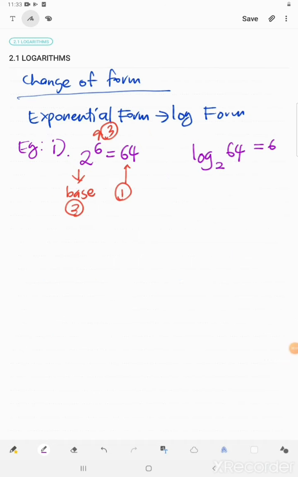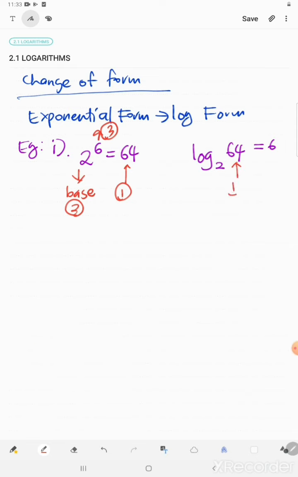This is item number 4, change of form. Firstly we learn how to change from exponential form to log form, where I have the first example. Here we have 2 power of 6 equal to 64. Now I already numbered this, where I have to change into log form. You can see here I numbered number 1, 2 power of 6, number 1 is 64.